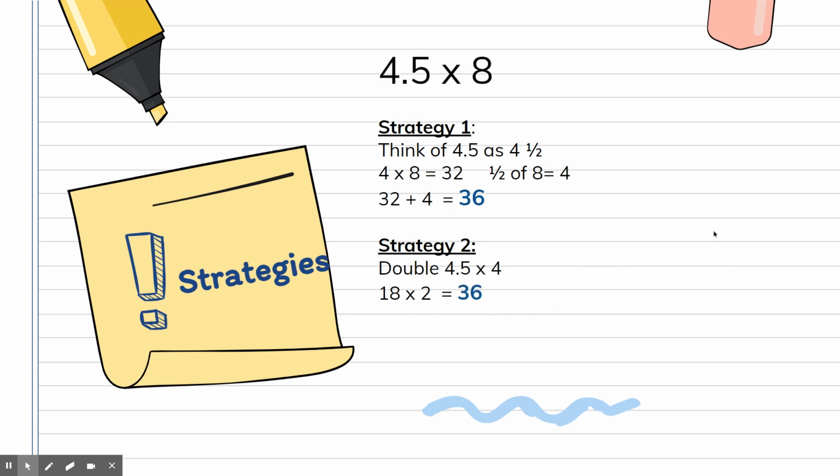When I go to multiply 4.5 times 8, I could use that same first strategy. I can think of 4.5 as 4 and a half. So I can do 4 times 8 is 32. Half of 8 is 4. Put them together, 32 plus 4 is 36.